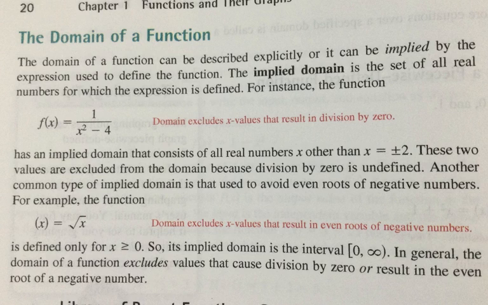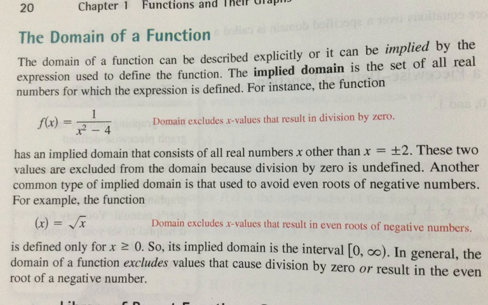So, right here, the function f of x equals 1 over x squared minus 4 has an implied domain that consists of all real numbers other than positive or negative 2. These two values are excluded from the domain because you cannot divide by 0. Another common type of implied domain is used to avoid even roots of negative numbers. For example, the function square root of x is defined for only x values that are greater than or equal to 0. So its implied domain is the interval from 0 to infinity.